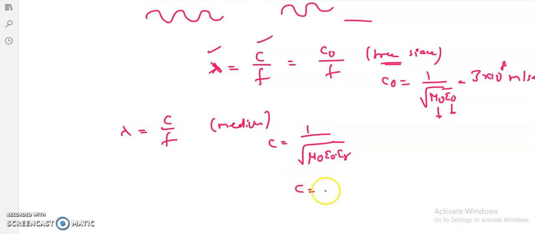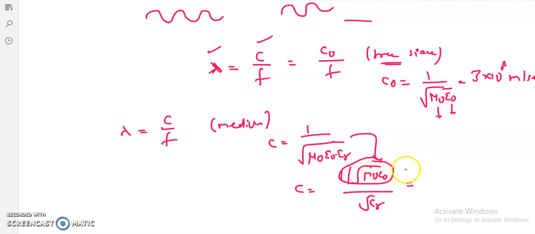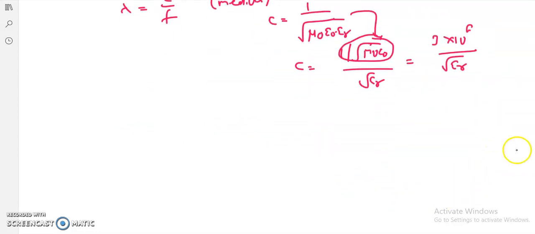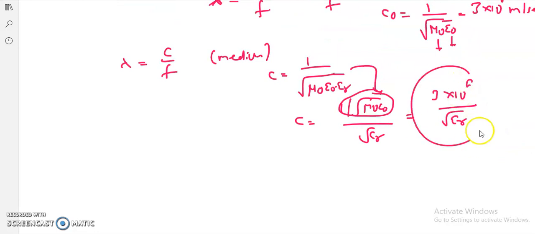Then c is equal to 1 divided by root of mu naught epsilon naught, divided by root of epsilon r. So we can write the equation like this also. And 1 divided by root of mu naught into epsilon naught is the same thing, 3 into 10 power 8, divided by root of epsilon r. Now I can substitute this c value in the formula.